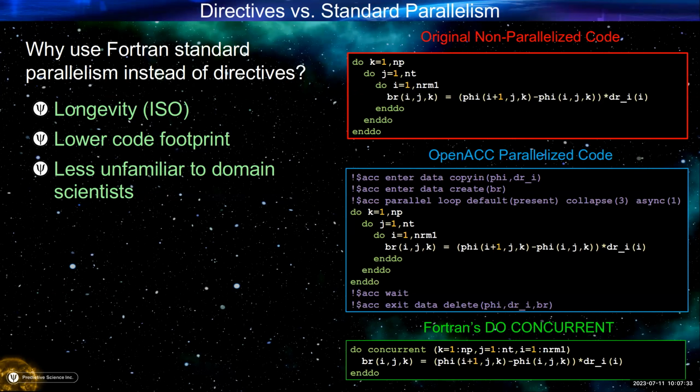And it's also much less unfamiliar to domain scientists. If you go to the physicist that you're writing the code with and you show them those OpenACC pragmas, it looks like a foreign language, right? Because it's talking about concepts that are not typical in regular programming. Whereas with do concurrent, it's just a do loop. And so they don't have to worry about what default present means, for example.